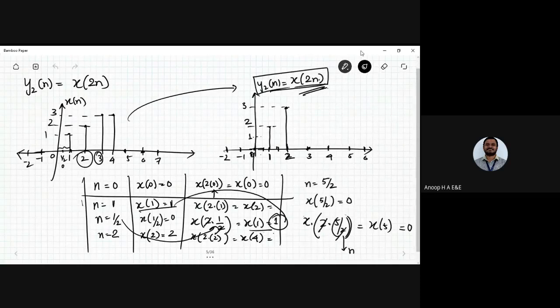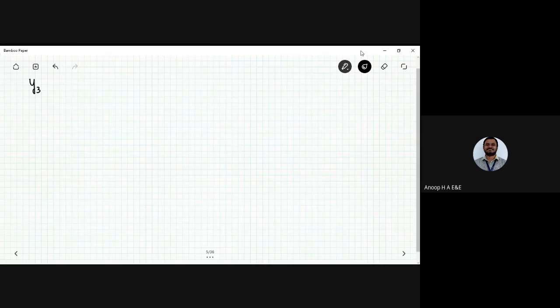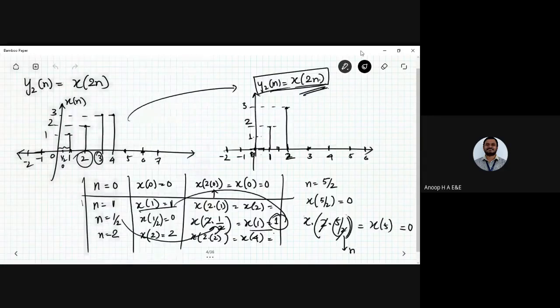Next, what do I need to do? I need to sketch the signal y3 of n. What is y3 of n? Here, what was the property? Time scaling. Any doubts in time scaling? I repeat, any doubts in time scaling here? So it is time scaled by what unit?